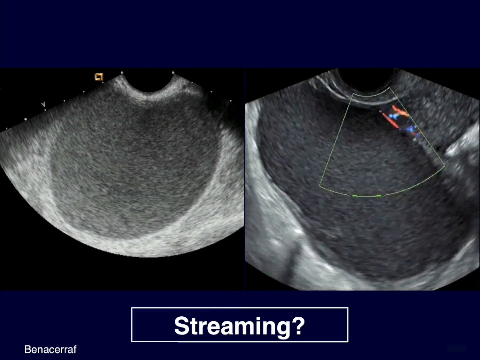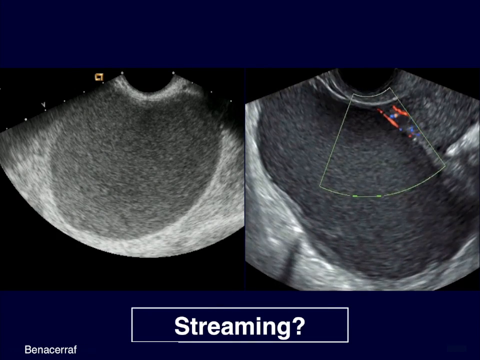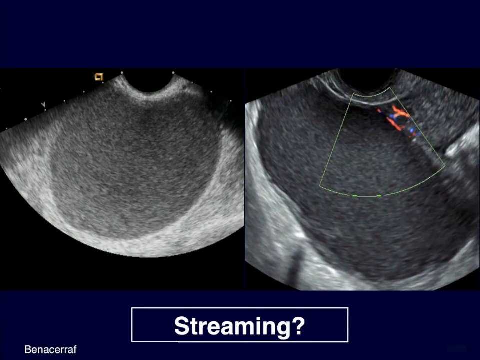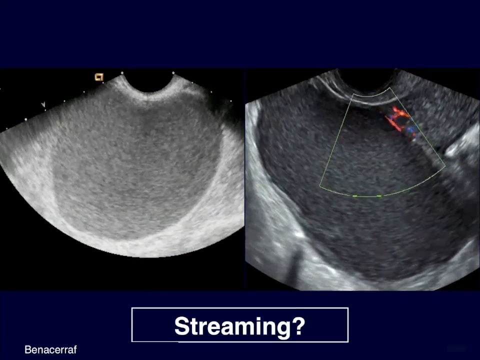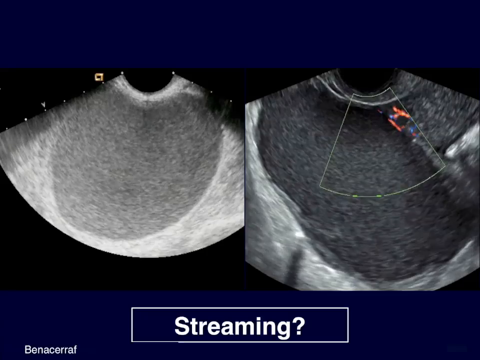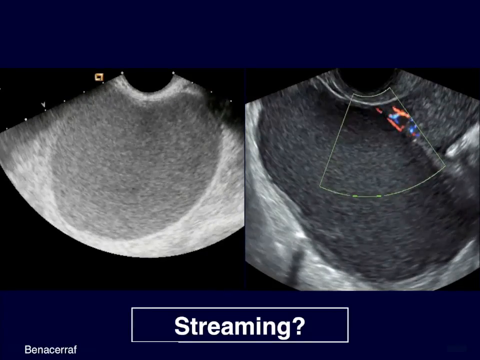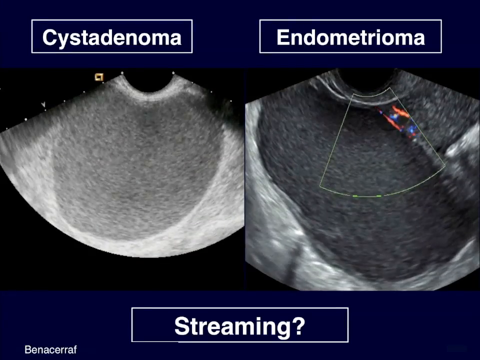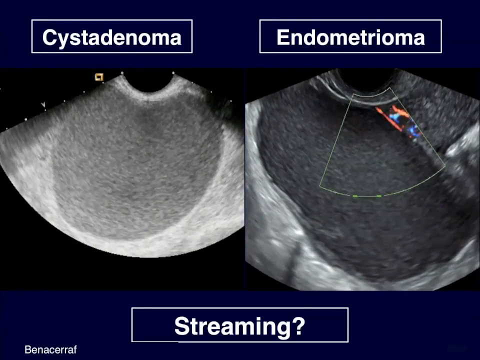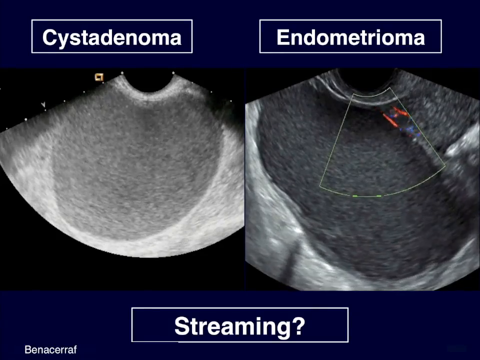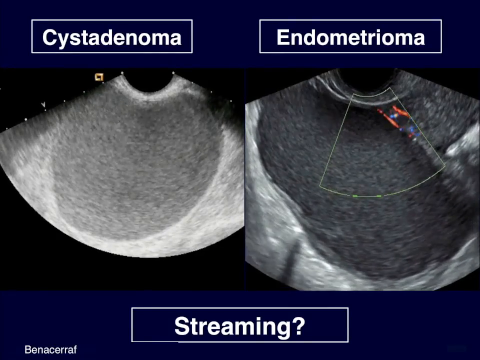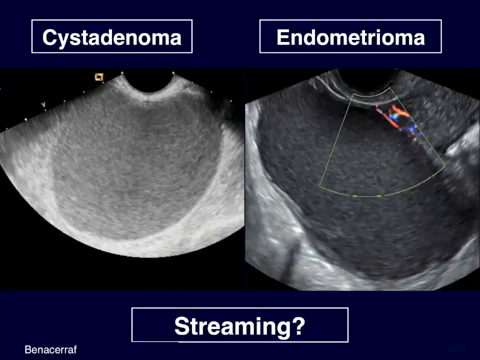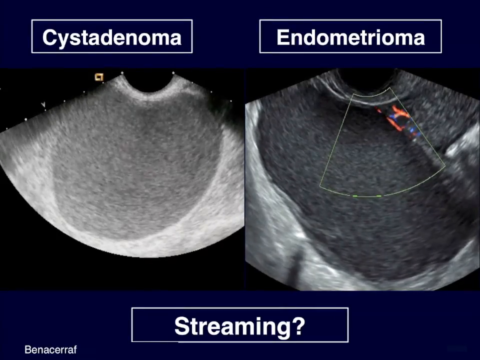So this one, you can see as we turn on the color is obviously on the outside of the cyst, but there is no streaming of the material inside the cyst. Now, in this case, there is streaming inside the cyst. You can see that there's movement of the low-level echoes. And that usually does not happen in endometriomas. Now, I say usually, it's not 100%, but it's a very helpful sign because streaming is unusual in endometriomas, and it is very common in mucinous cystadenomas or other types of lesions.